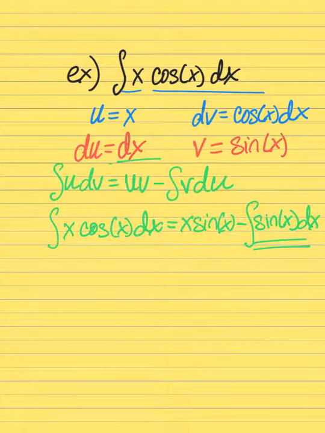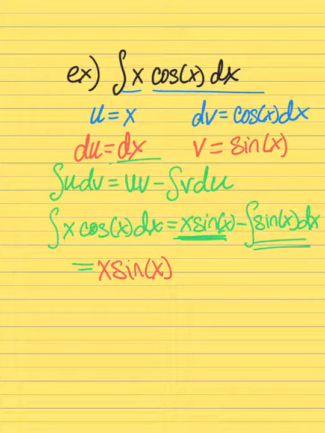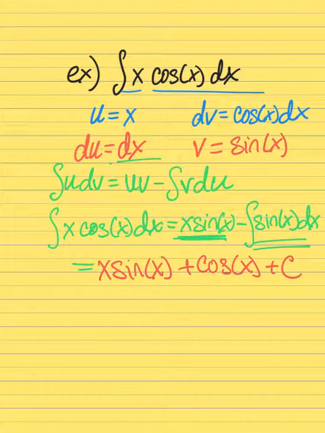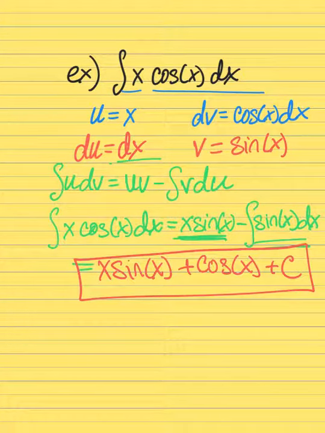You all know the antiderivative of sine, so you can just keep going with this. This first part doesn't go away, so you still have your answer. It still has the x sine of x minus, what's the antiderivative of sine of x? Well, the antiderivative of sine of x is negative cosine of x. Well, minus a negative becomes a positive cosine of x. I don't have any limits, so don't forget your plus c. And there you go. That's our integration by parts. All right, let's try another one.